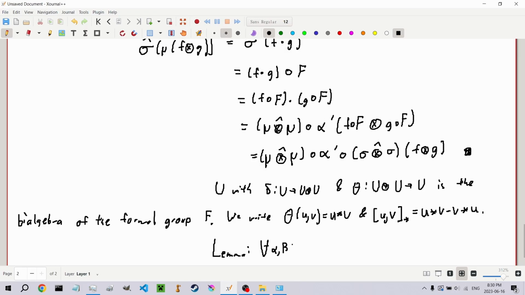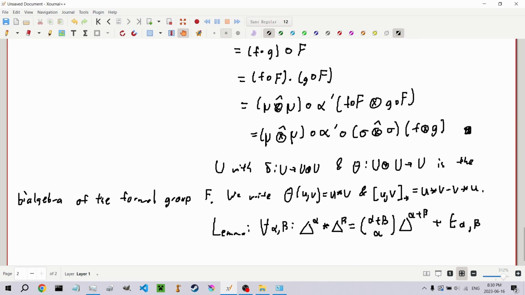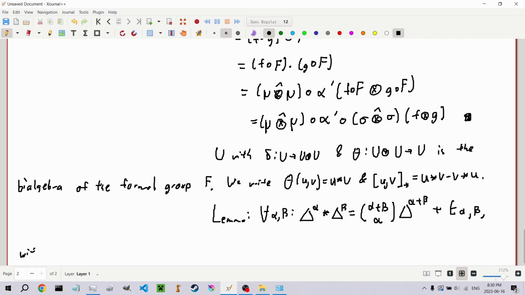So, lemma. For all alpha and beta, we can think of delta alpha times delta beta to be alpha plus beta choose alpha, of theta to the alpha plus beta, plus some error term, E alpha beta, with the error term being a linear combination of delta gamma with the size of gamma being between 0 and the size of alpha plus beta.